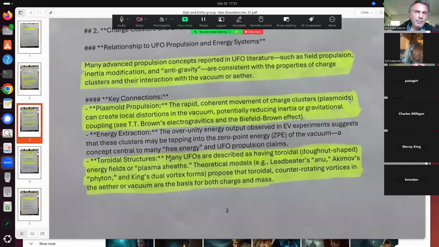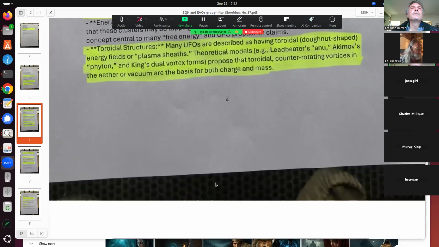Toroidal structures. Many UFOs are described as having toroidal, donut-shaped energy fields or plasma sheaths. Theoretical models such as Leadbeater's ANU, Akimov's phyton, and King's dual vortex forms propose that toroidal counter-rotating vortices in the ether or vacuum are the basis for both charge and mass.